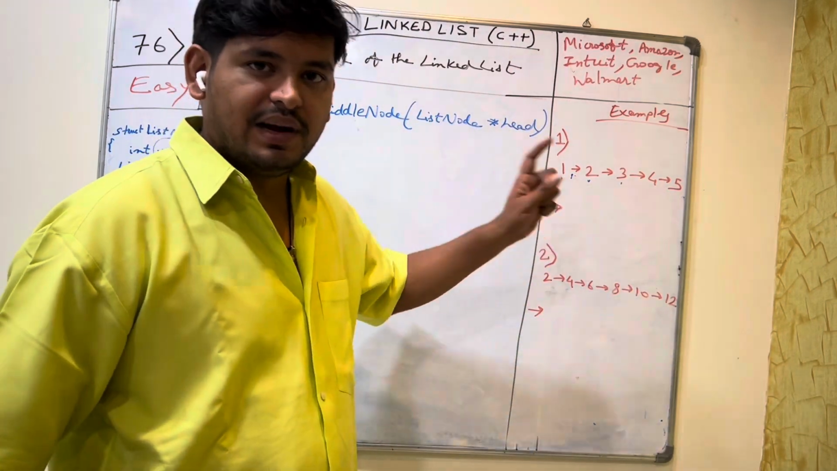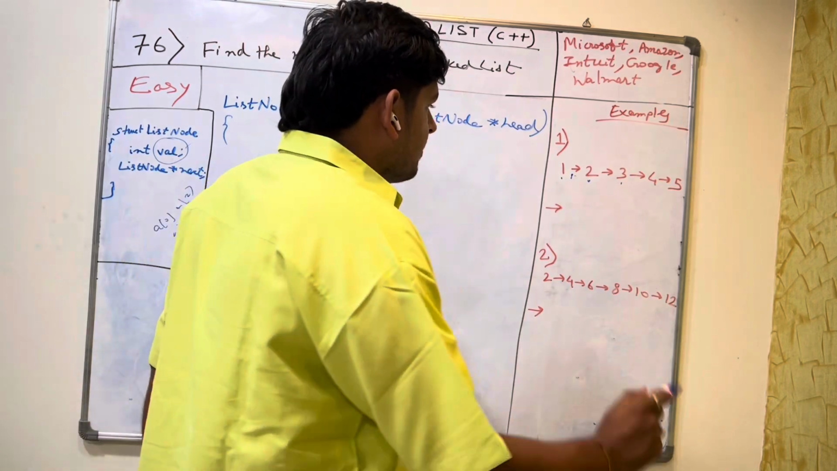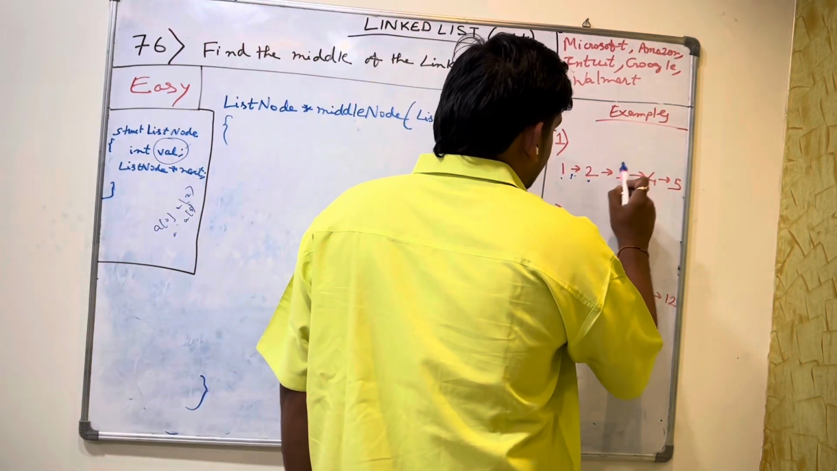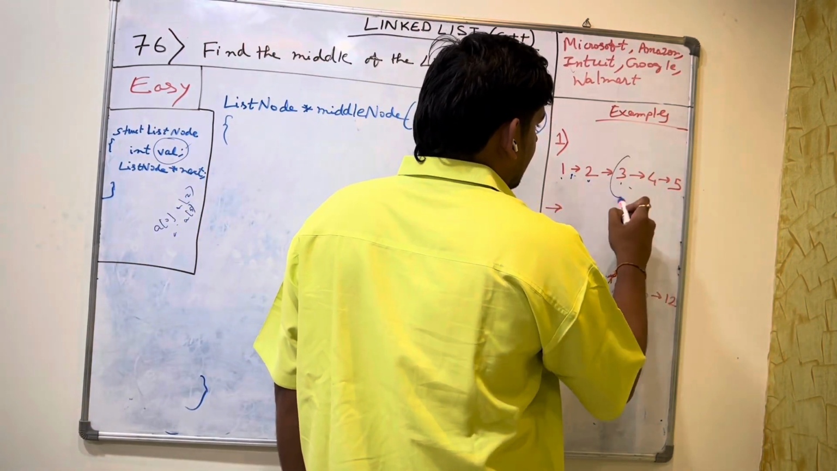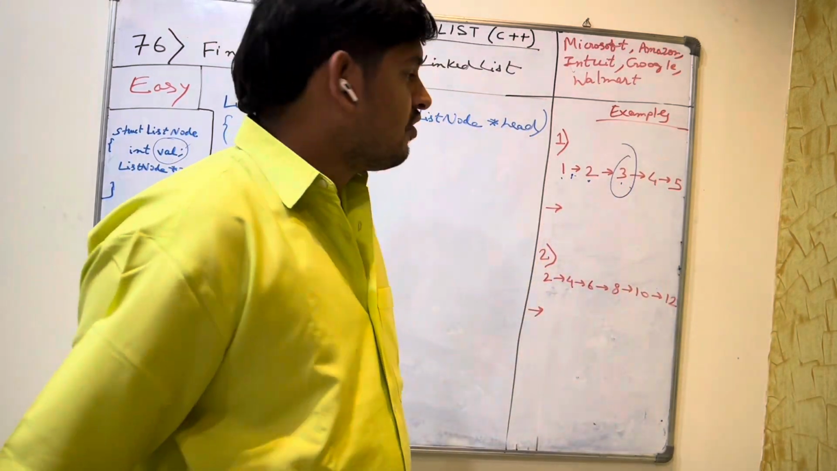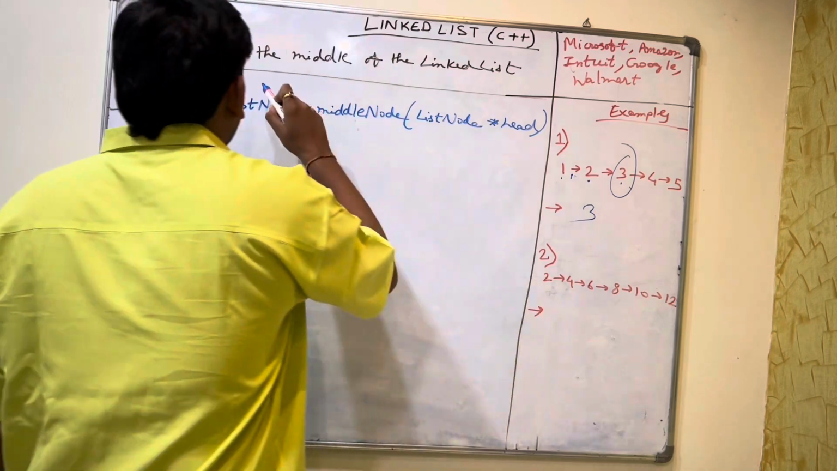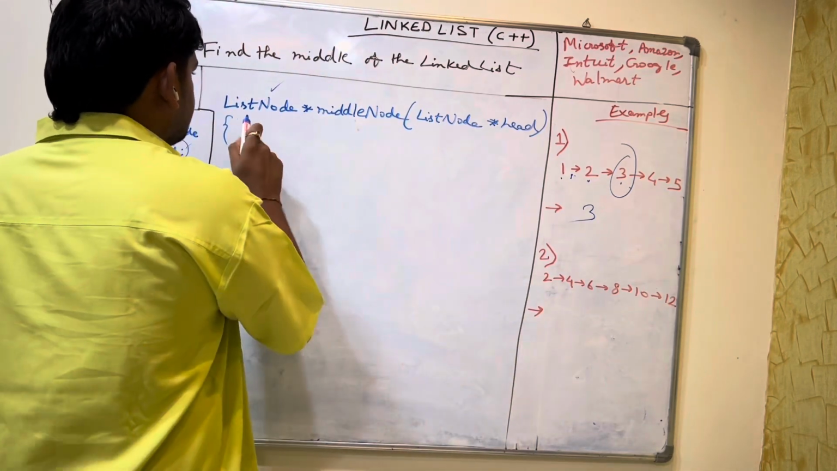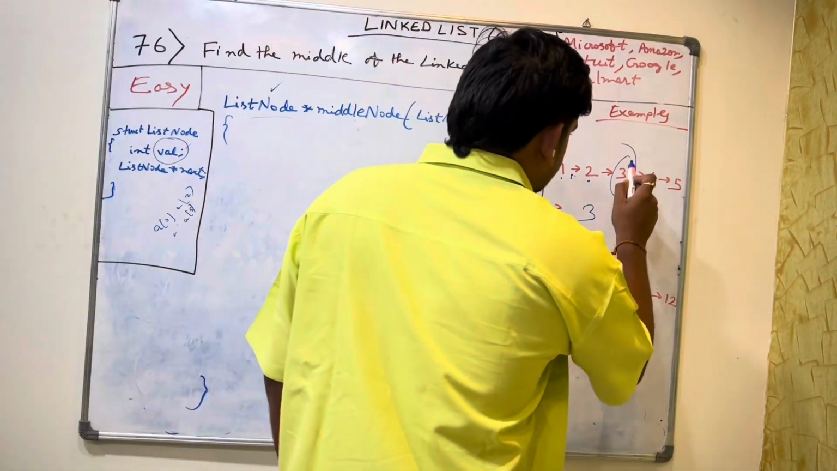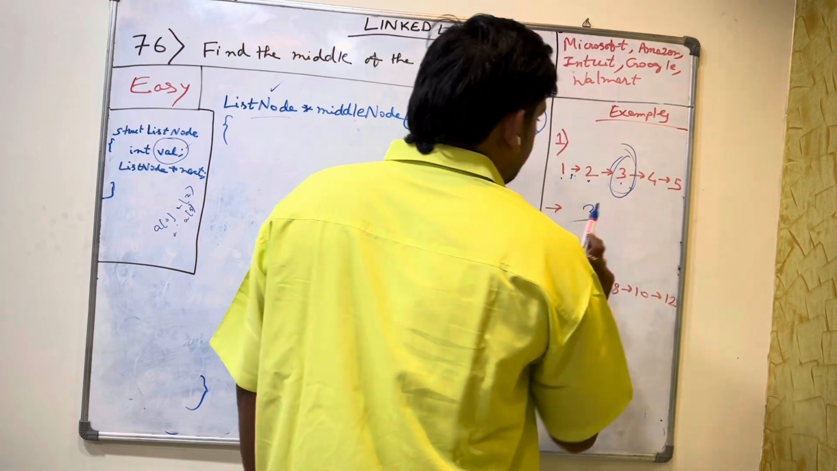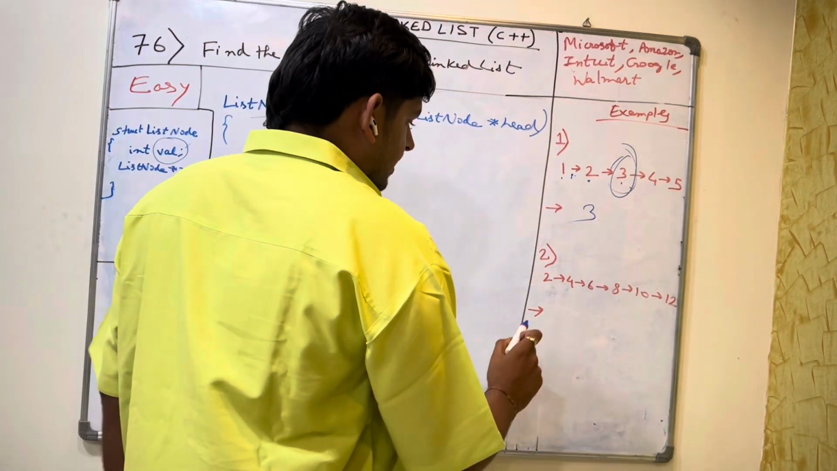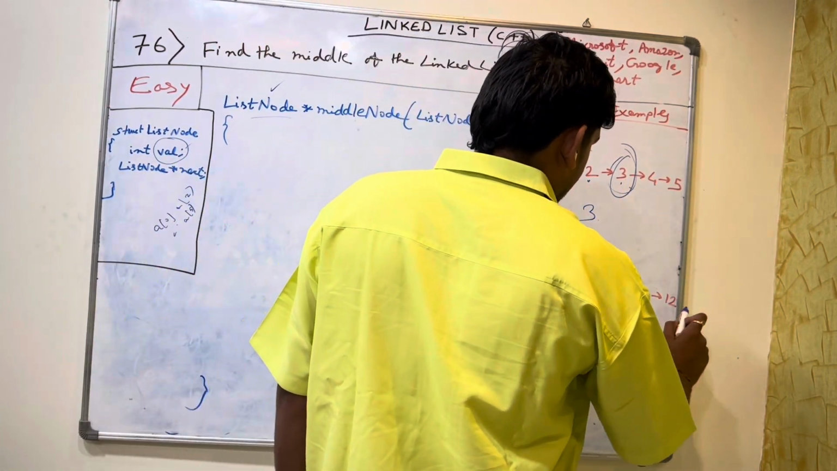We need to find the middle element of the linked list. So you know, right, what would be the middle element? There are 5 elements. What would be the middle element? This is the middle element, right? So we need to return this, since the data type is list node, we need to return this pointer, not the value, the pointer. So here in this case, what would be the middle element?